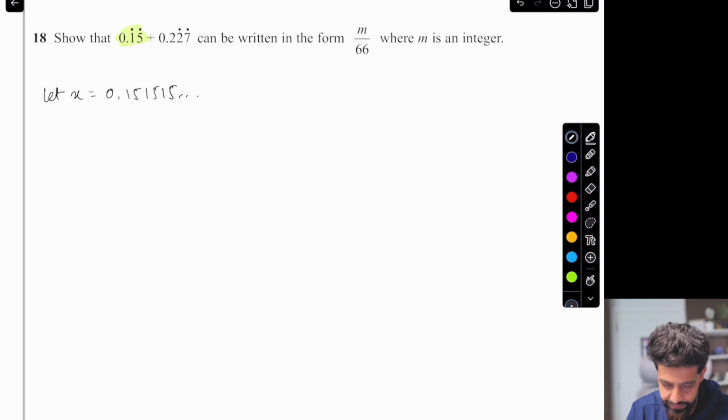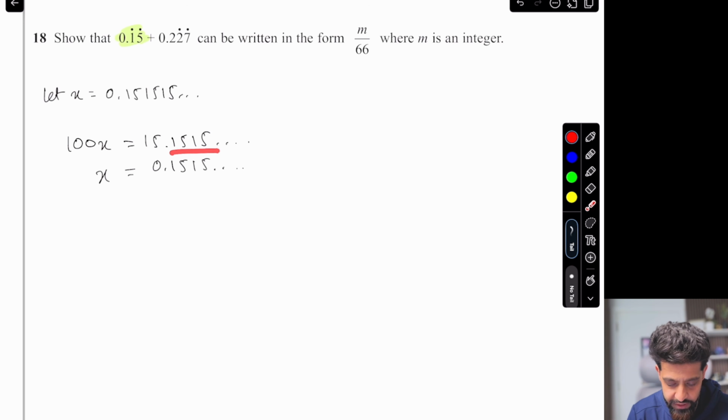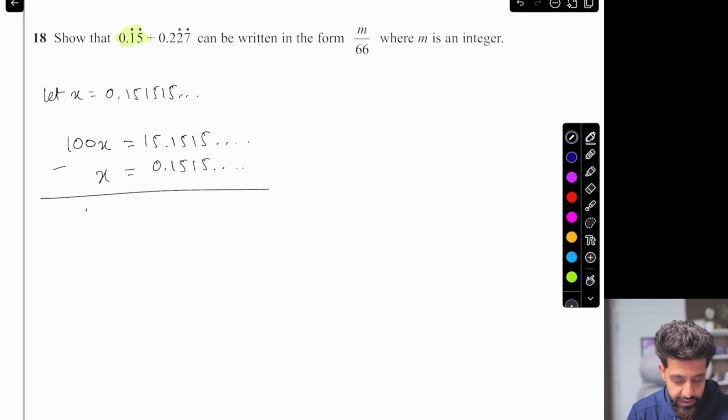Now, if we want to get the same after the decimal, and we want to get another number which is the same, 2 numbers which are the same after the decimal, and take them away. So if we times that by 100, we get 15.1515 dot dot dot, and the original version, which was x, is 0.1515 dot dot dot. So can you see after the decimal place, they are exactly the same. All right, so they cancel. So you're just left with 15 minus 0 when you take them away. Okay, so 100x take away x is 99x, and 15 minus 0 is just 15.